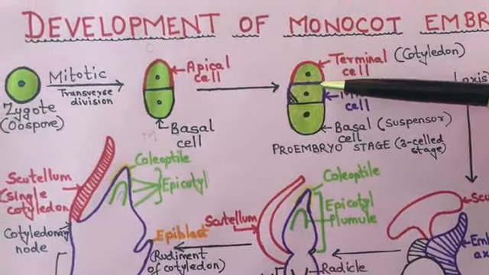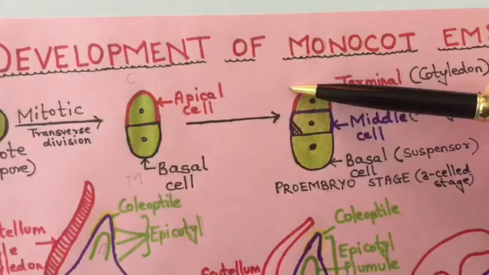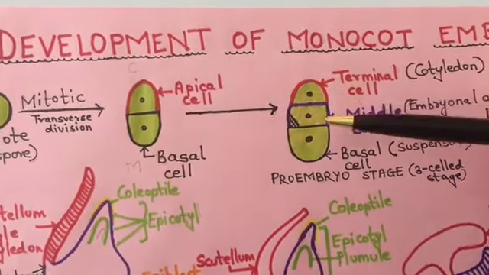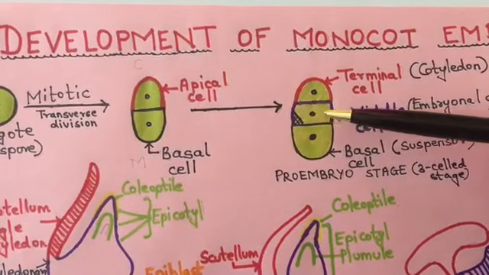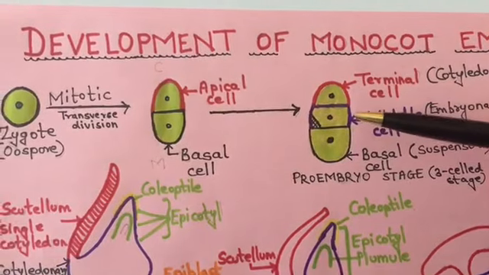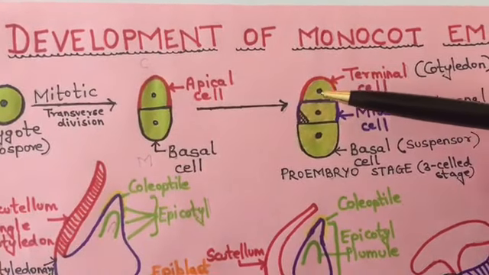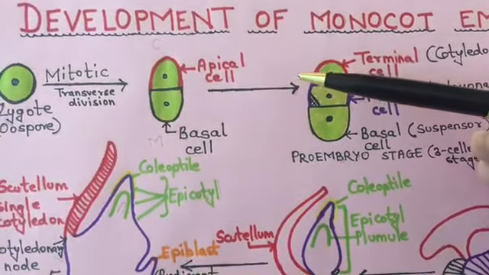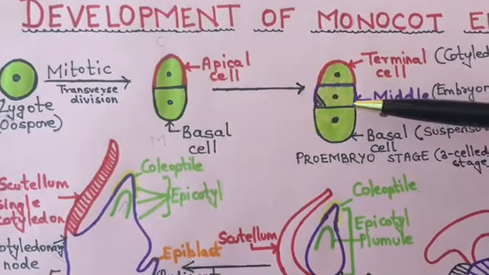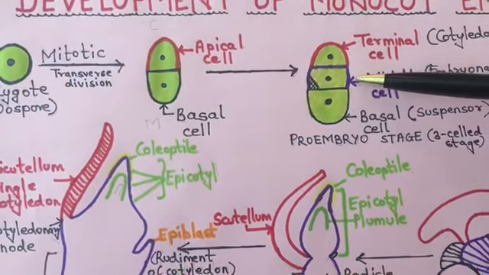Now the terminal cell divides more towards the left-hand side. As the division is more towards the left side, a pressure is exerted on the middle cell. So the middle cell moves more towards the right-hand side. The terminal cell moves more towards the left, and as the pressure is exerted, the middle cell divides more towards the right-hand side.